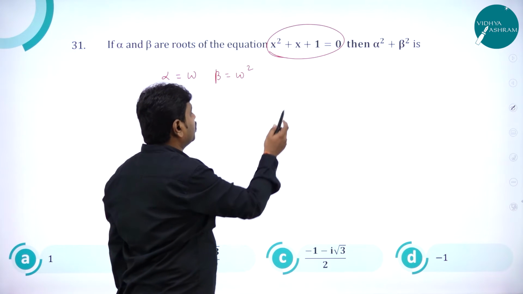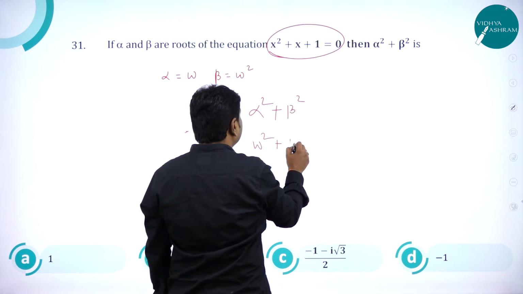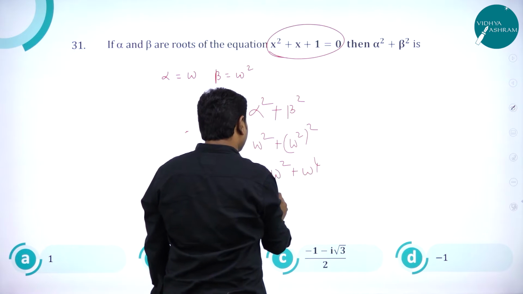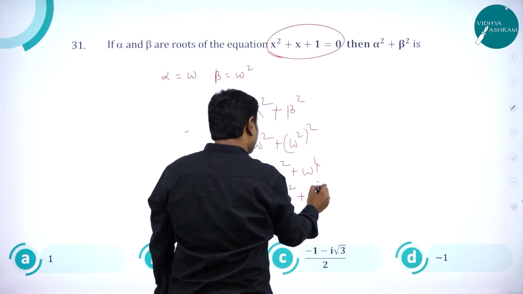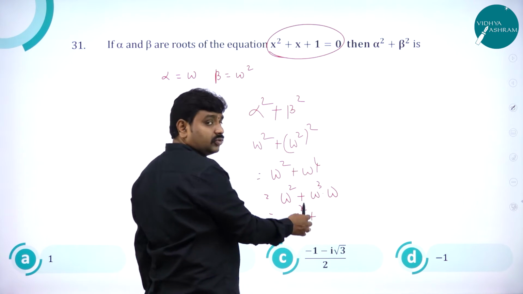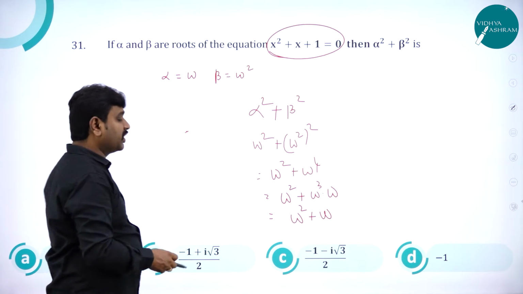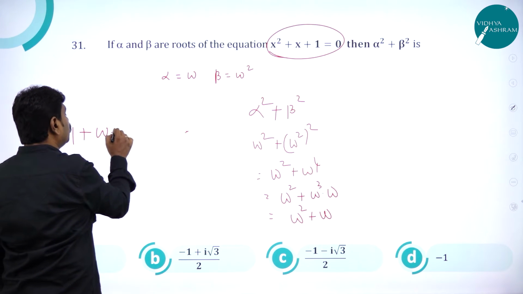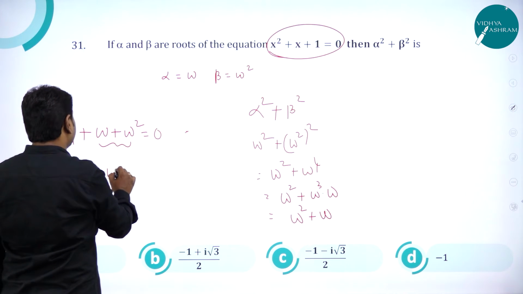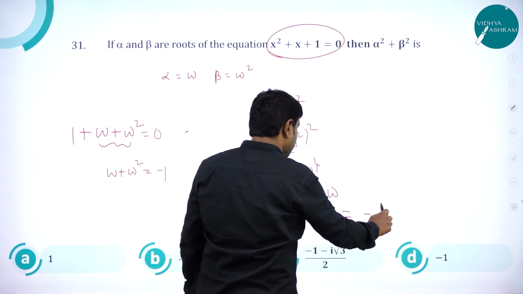Now they want alpha square plus beta square. Alpha is omega, so omega square plus beta, which is omega square, whole square. So omega square plus omega power 4. Omega power 4 can be written as omega square into omega cube into omega, because omega cube is 1. 1 into omega is omega. So we got omega square plus omega, but we have other results. Sum of the cube roots of unity is 0, 1 plus omega plus omega square is 0. So omega plus omega square can be written as minus 1. So the answer is minus 1.